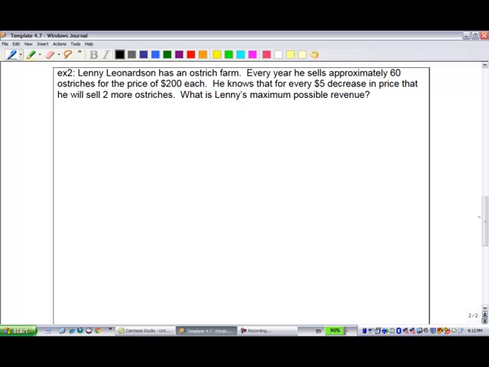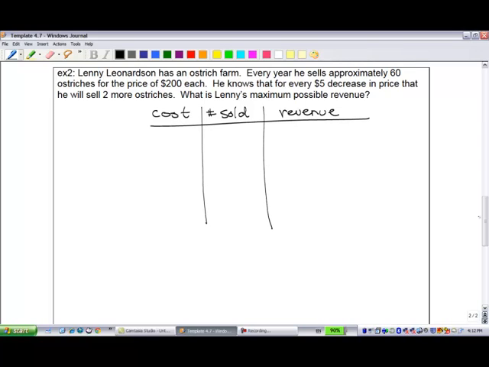So what I want to do is actually just set up the base case, like the starting case. The cost, the number that are sold, and the revenue. Now, how do we know how much revenue we have? Well, if we're selling at $200 a piece, and we sell 60, that's $200 times 60 units, and that will tell us some amount. It doesn't really matter too much what the amount is, but in this case we see that it's a multiplication of the cost times the number that are sold.